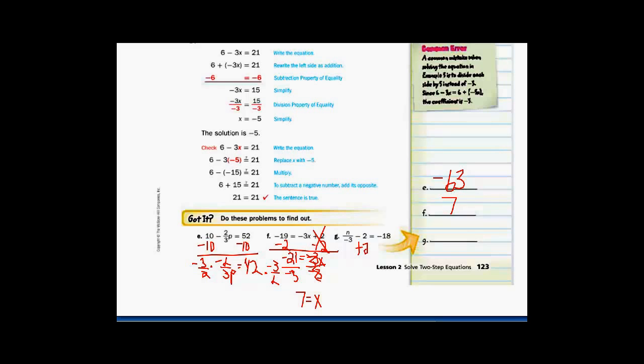Last one. I'm going to add 2 to both sides. Remember, I leave the variable until the very last. Those cancel. So on this side, I've got n divided by -3 equals, and I'm adding 2 to a +18, so that's a -16. So now, how do you undo a divide by -3? You have to multiply by -3. So that answer there is a +48. So take your time, watch your signs. You should be good. If not, see me tomorrow.